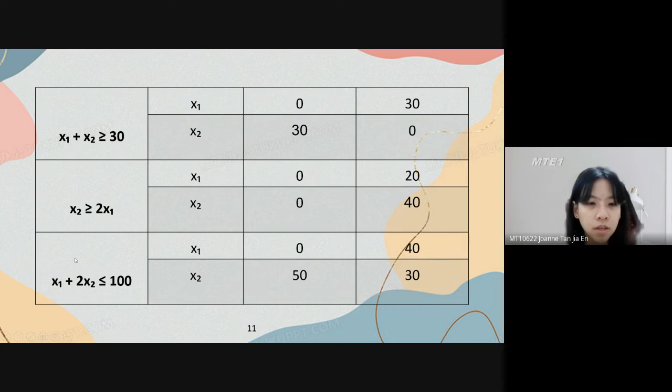The third constraint we get is S1 plus 2S2 less than or equal to 100. So when S1 equals 0, S2 equals 50. This 0, 50 is our first coordinate. When S1 equals 40, S2 equals 30. This 40, 30 is our second coordinate for this constraint. So we need to find these coordinates to plot the graph, plot the line, and find the region.